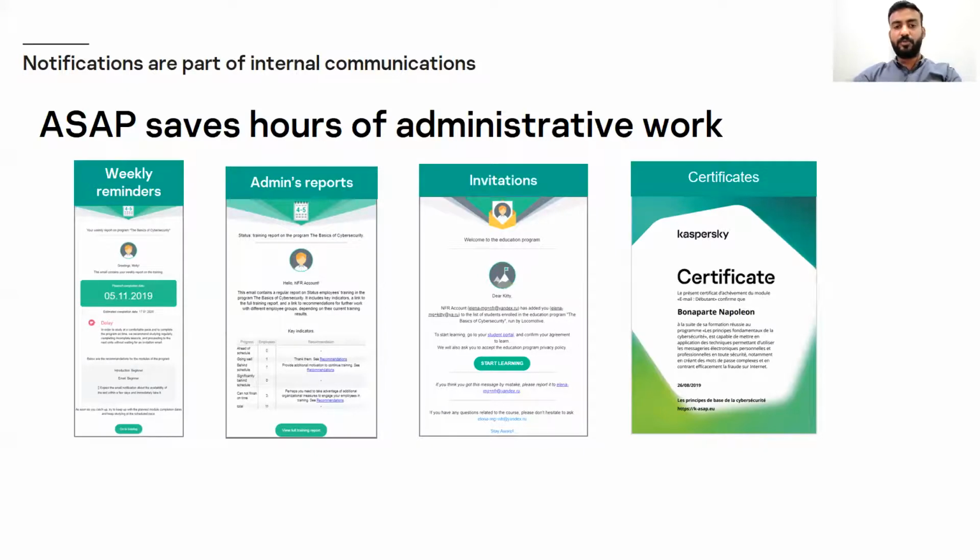From the enrollment point of view, the process is entirely simple. The system automatically sends the invitation to the employees who have been added to the training program. There are weekly reminders for the employees, and reports available for the administrators. Once the employee completes a particular lesson and passes the test, a certificate covering that topic is presented to the employee.